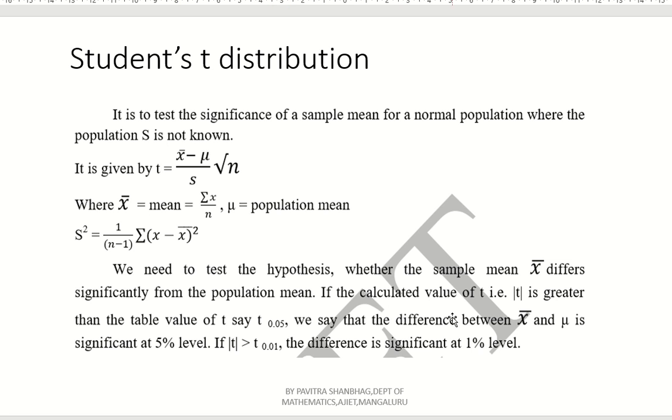Now if the calculated value of T is greater than the table value of T, that is T of 0.05, at the 5% level of significance, or again the 1% level of significance. Suppose the value exceeds the given table value, then we say that the difference between x bar and mu is significant at 5% level of significance. Similarly, if T is greater than T 0.01, the difference is significant at 1% level of significance. Okay. Now here we need to check the table value of student T distribution.